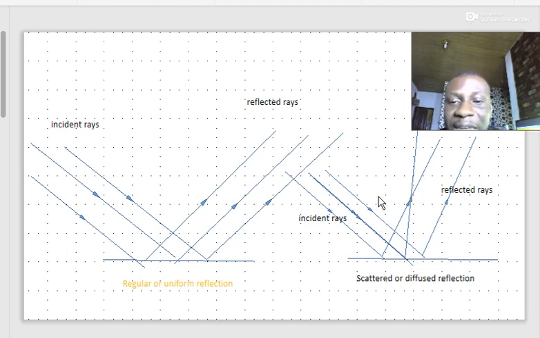So in the case of scattered reflection, we have parallel incident rays. After reflection, the reflected rays become scattered in all directions. So we say that these rays are scattered or diffused rays. Surfaces that produce such types of reflection are usually rough surfaces or rough barriers.